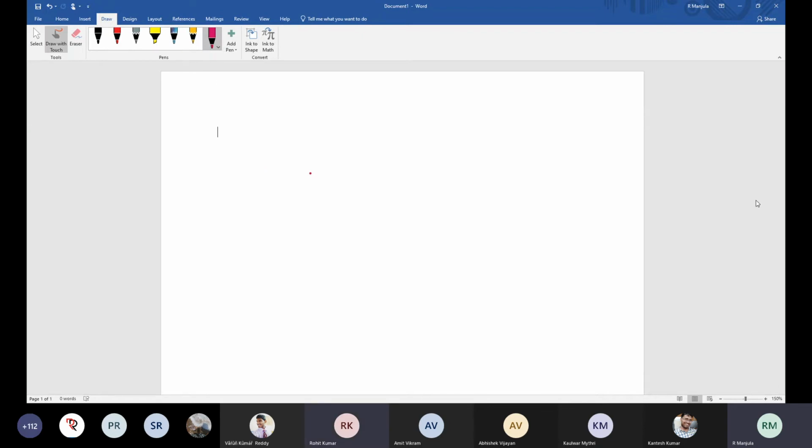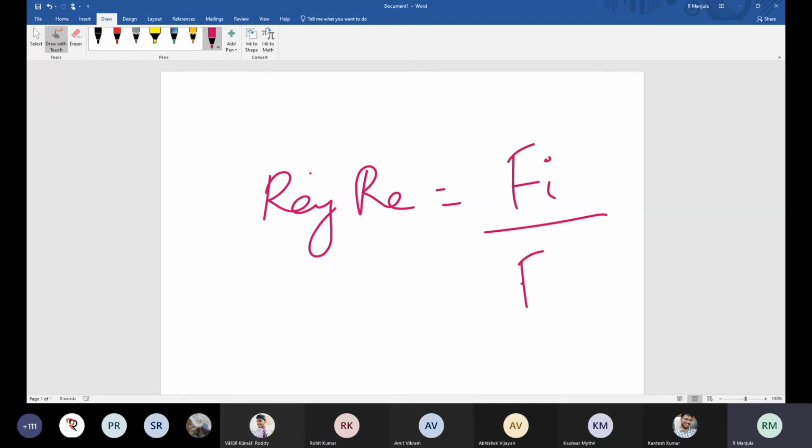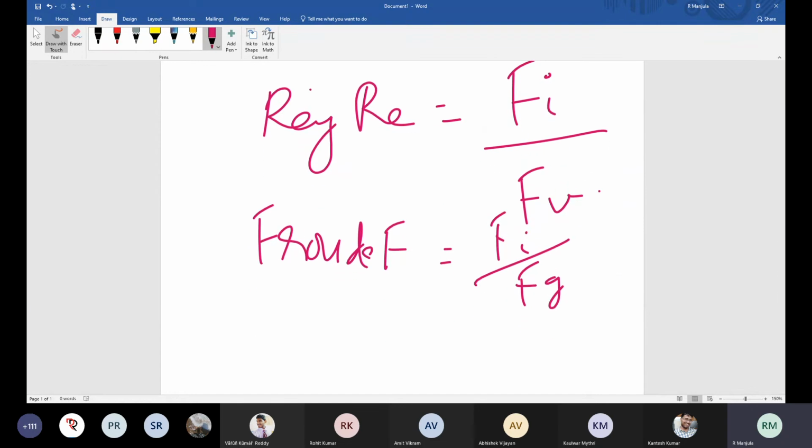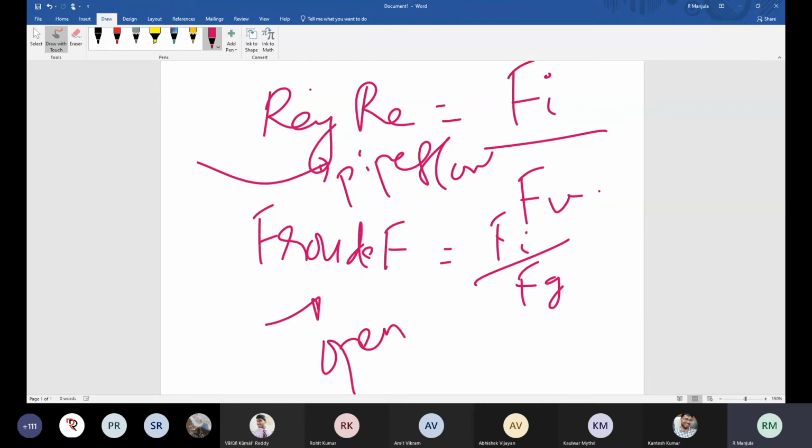The ratio of inertial forces to viscosity. Reynolds number is nothing but the ratio of inertia force divided by viscous force. And Froude number is the ratio of inertia force by gravity force. And Reynolds number holds good for pipe flow. Froude number is applicable for open channel flow. That is the difference.